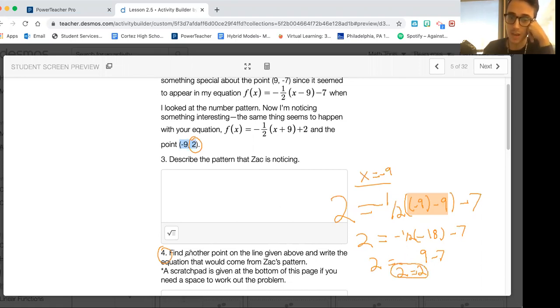So we did just that. We found another point on the line given above. We wrote the equation that would come from Zach's pattern. There you go. So this was saying that if x was -9, the outcome is that y equals 2. Hope that's okay that I referenced this point. You could have used any x value though and found the y value.